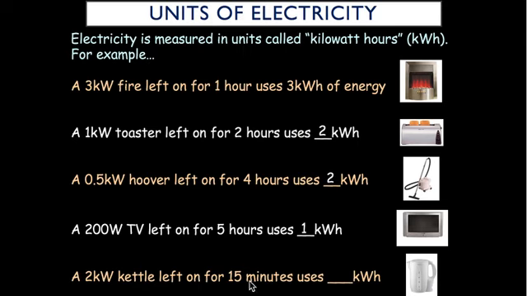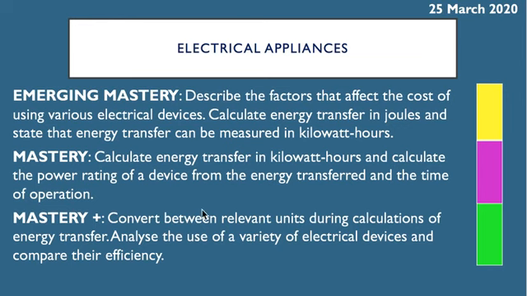And then finally, a 2 kilowatt kettle, if that was left on for 15 minutes, how many kilowatt hours would that be? So we've got 2, and that's in kilowatts, so that's okay, but here we've got 15 minutes. So 15 minutes is a quarter of an hour, 0.25 of an hour. So we've got 2 times 0.25, 2 times a quarter, and that would equal 0.5 kilowatt hours. Okay, so hopefully you get the idea for that.